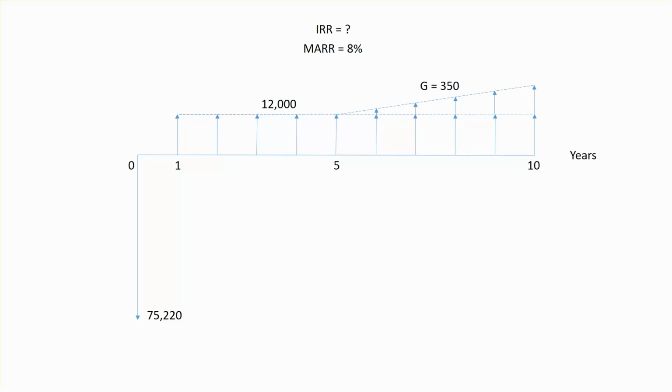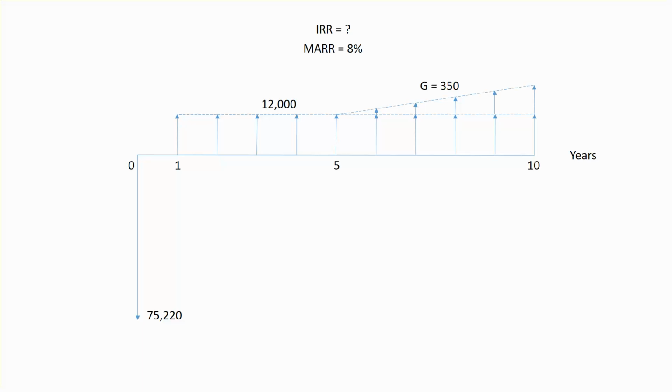A non-standard cash flow would have more than a single change in sign, and then we would have to use the external rate of return method to first convert the cash flow into a standard form, such as this, and then solve for the unknown rate of return, the unknown interest rate.